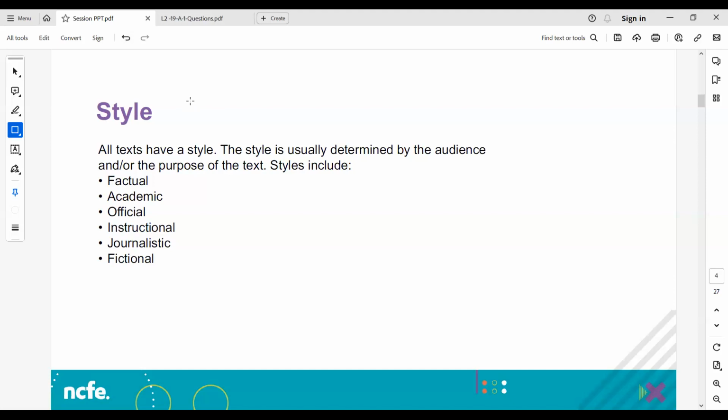Okay, so the style. All texts have a style, which is usually determined by the audience that the writer has in mind when they are writing the text, or it could be the purpose of the text. Why do they need to write it? And we've got a list there of those different styles, which we have looked at previously. So factual, academic, official, instructional, journalistic, and fictional.